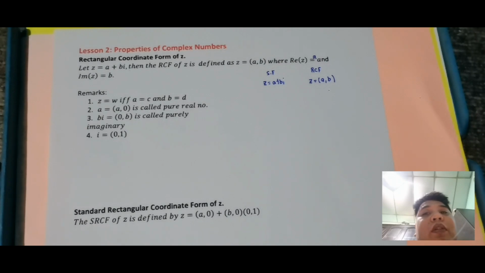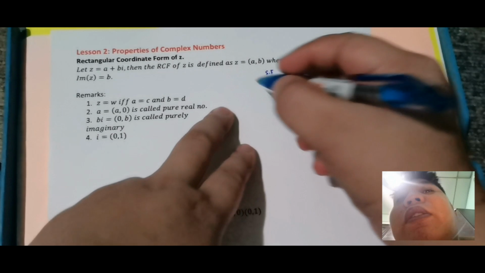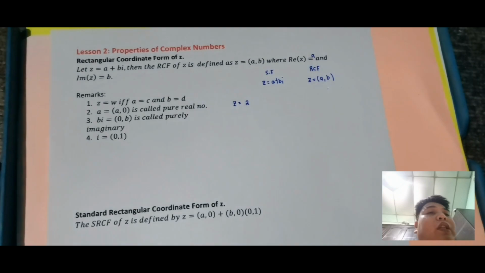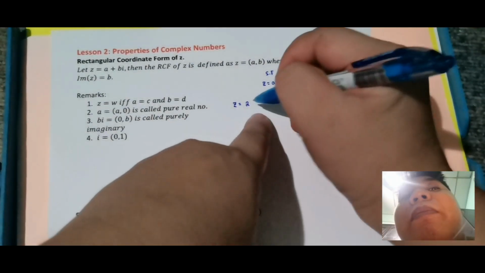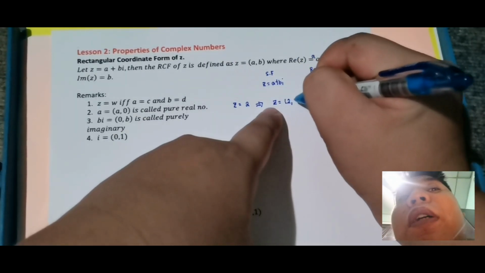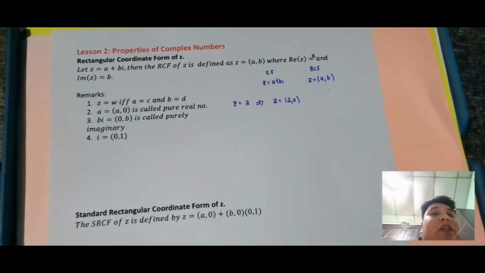Then, number 2, if A, 0, is called pure real number. So, for example, dito sa part na yan, yung z ko is equal to 2. In standard form, ayan siya. Pag ginawa kong RCF, ito yung equivalent form. Z is equal to 2, 0. Okay, ayan yung gagawin pag real. Pure real number siya. So, next is 3, yung bi. Okay, bi is equal to 0, b. Okay, so that is called pure imaginary.